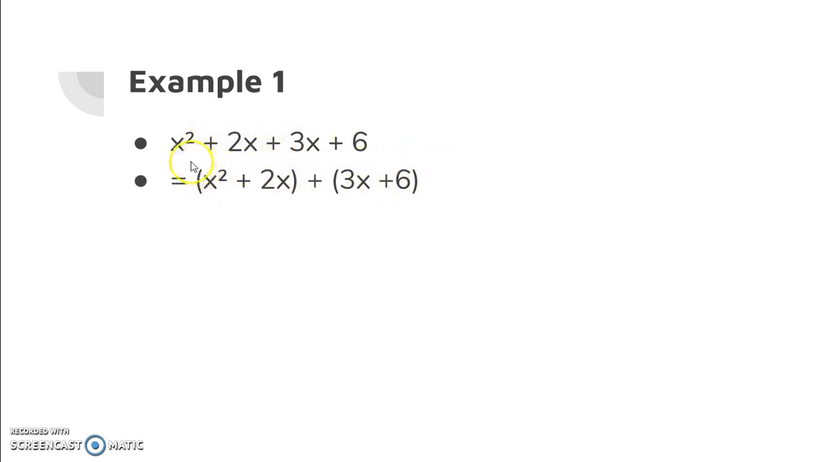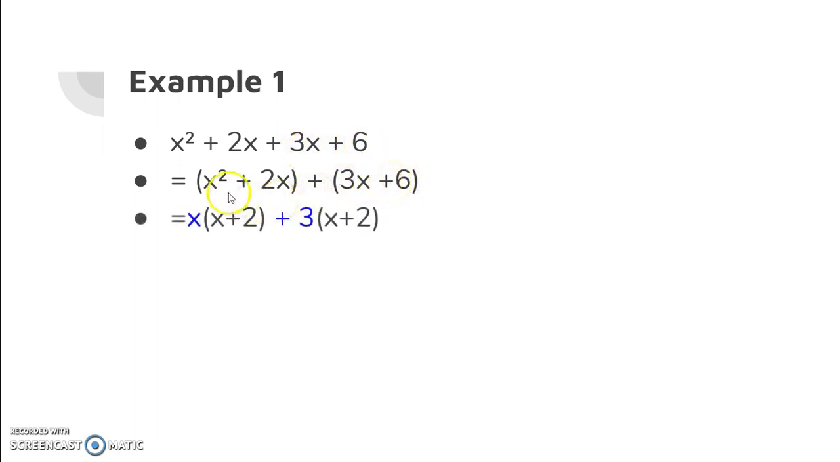So step 1 is you have to pair your 4 terms together. So I'm going to pair the first and second terms together. So I have x squared plus 2x. I'm going to pair them up, and then I'm going to add the 3x plus the 6. So I'm going to pair them up.